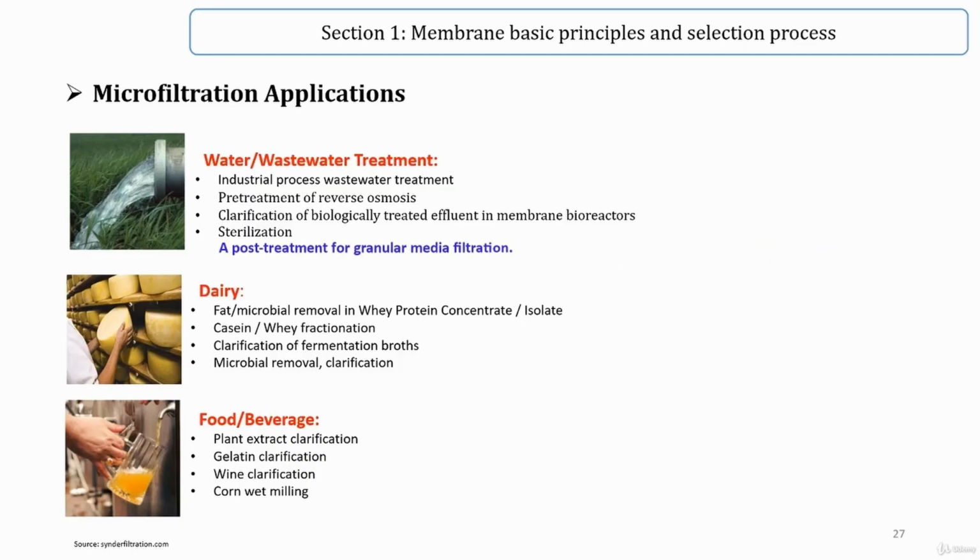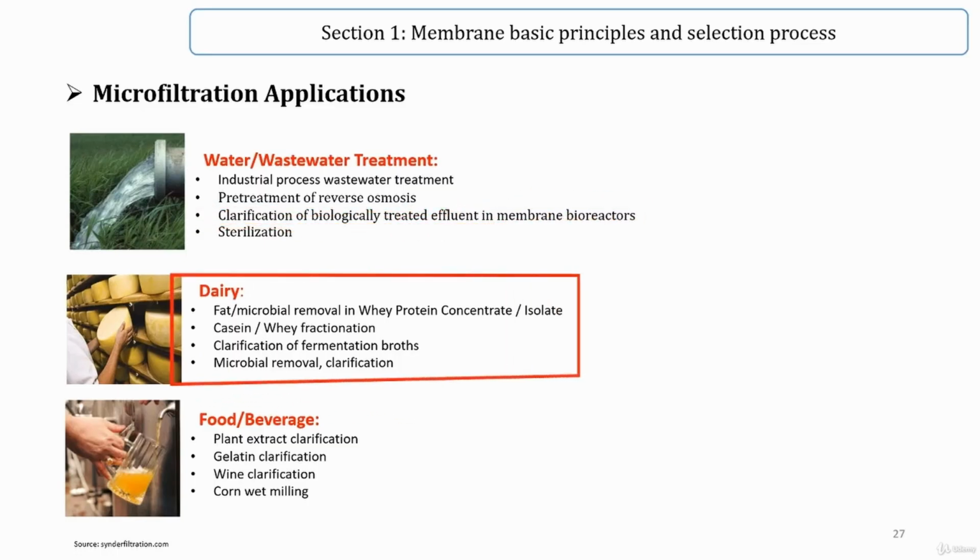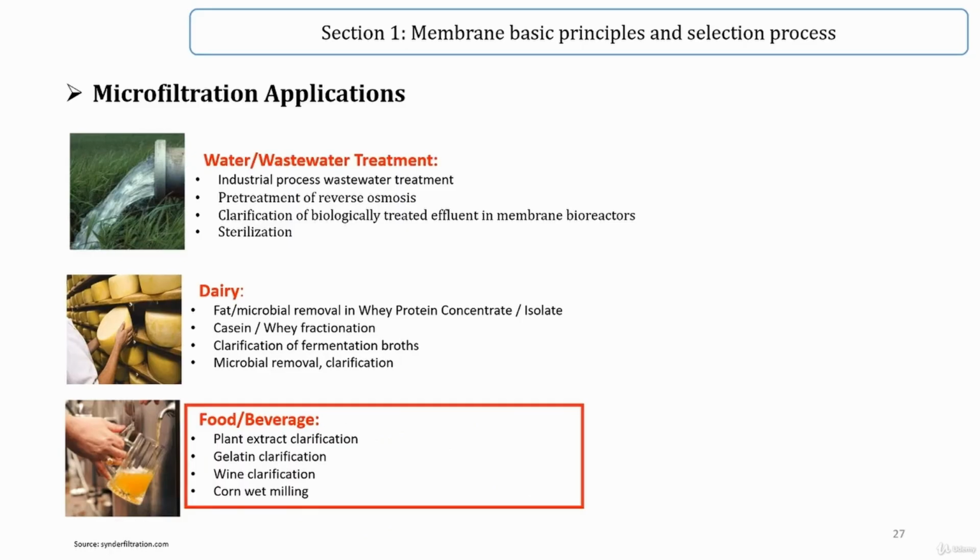Microfiltration usually serves as a pre-treatment for other separation processes such as ultrafiltration and reverse osmosis, and a post-treatment for granular media filtration. In wastewater treatment, also clarification of biologically treated effluent in membrane bioreactors. In the dairy industry, microbial removal, clarification of fermentation broths, or in food or beverage applications such as plant extract clarification, gelatin or wine clarification, and so on.